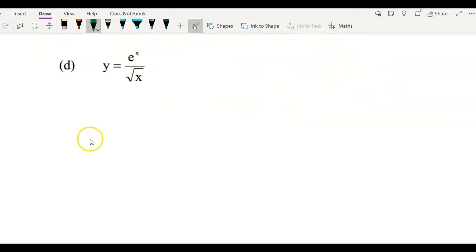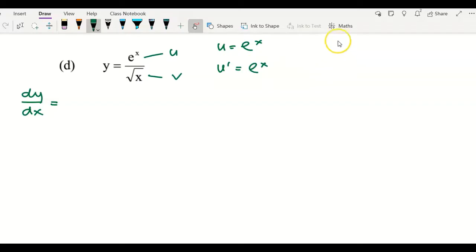Alright, then after that we have d. d is in quotient form, which we have a top function and the lower function. The top function is u. We always define this as u because we know later on we need to apply the quotient rule. So now I define the u as e^x. Get your u prime, you get e^x too. Then v equals x power of 1 over 2. Get your v prime is 1 over 2, x power of negative 1 over 2. Simplify, that will be 1 over 2 square root of x.